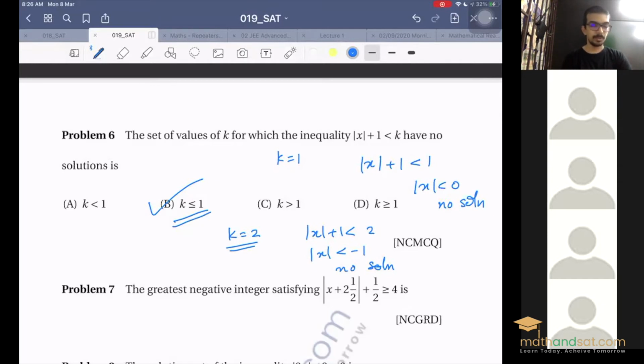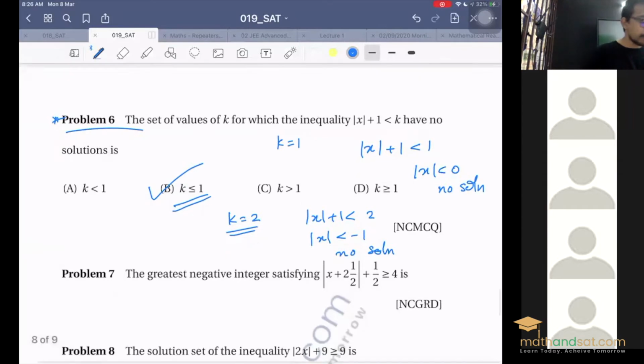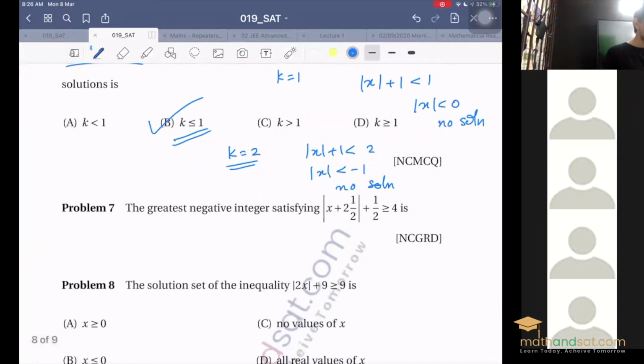Yes. So that is a very good question. Instead of asking for the solution set, we have asked for the value of some unknown parameter such that this equation has no solution. Next question: the greatest negative integer satisfying modulus of x plus 2.5, plus 1 over 2, is greater than or equal to 4.